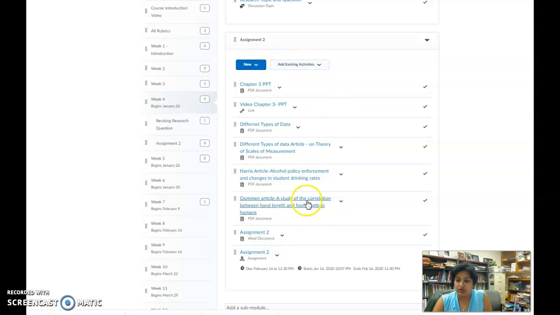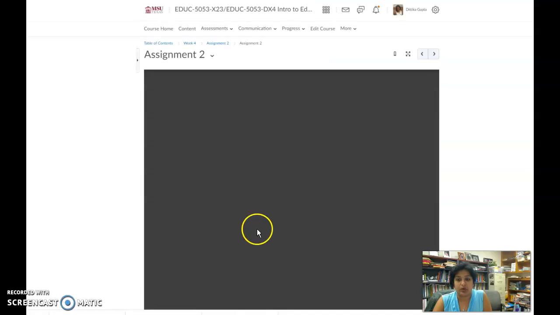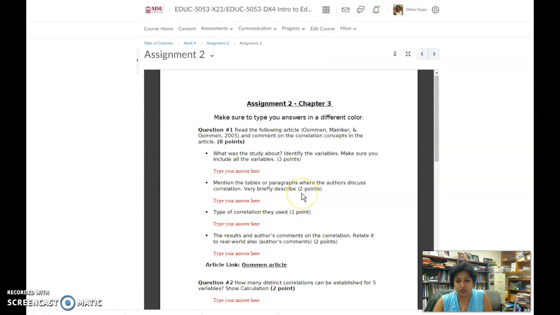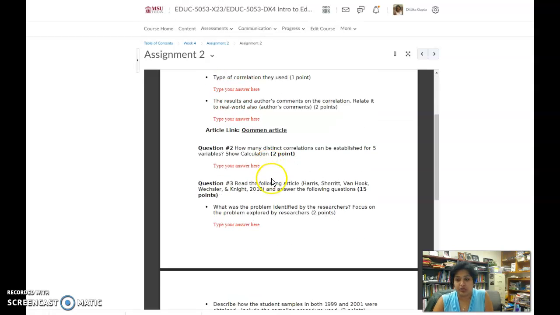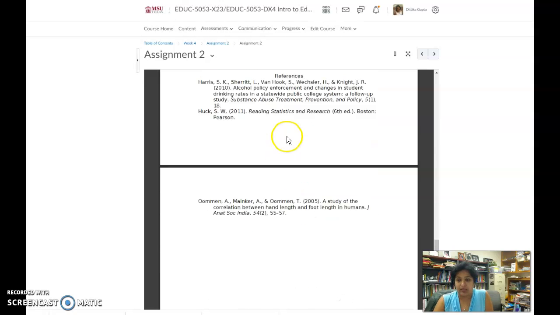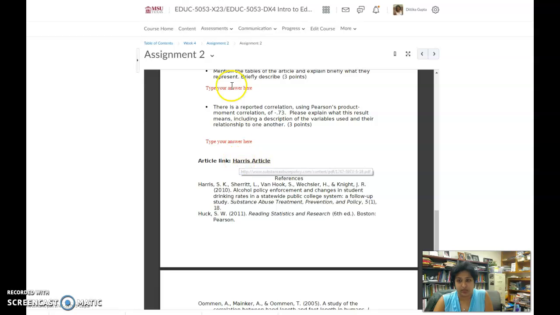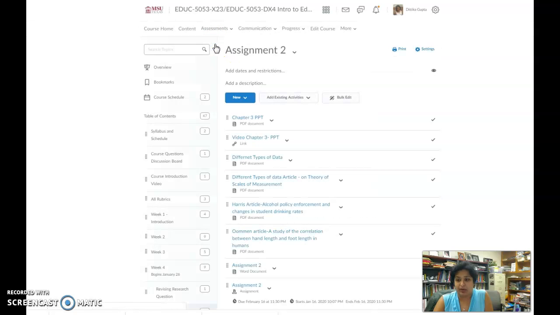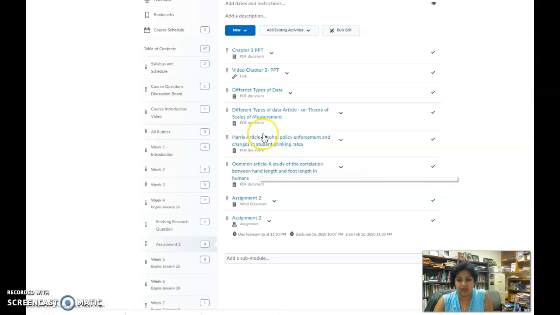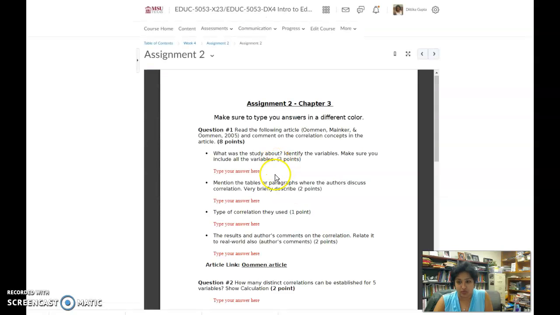So for your assignment, here is your assignment. For this assignment, you are going to be answering some questions. So whatever you read in your chapter 3, it is applying those things on this assignment. So you're going to be reading 2 articles, the Omen article and the Harris article. There are the direct links here. If you go back, you will also see that I have uploaded the articles over here. So you read the articles and you are going to answer these questions.